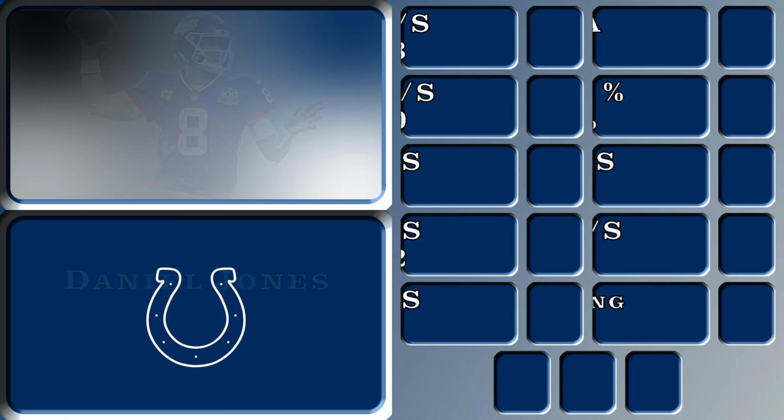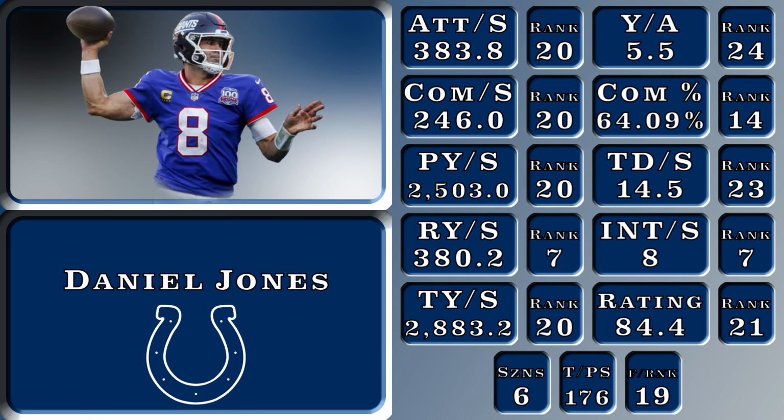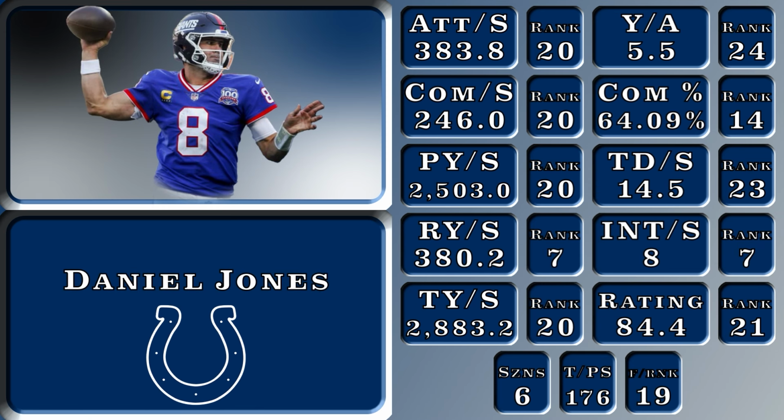At number 19, to the shock of probably no one, we have Daniel Jones. While he ranked 20th and below in most of his passing stats, it was actually his rushing yards and interceptions that saved him from falling lower on this ranking. Ranking 7th in the league in both stats, he has cemented himself over the course of his career as a decent runner. Unfortunately, that's where the good stops.